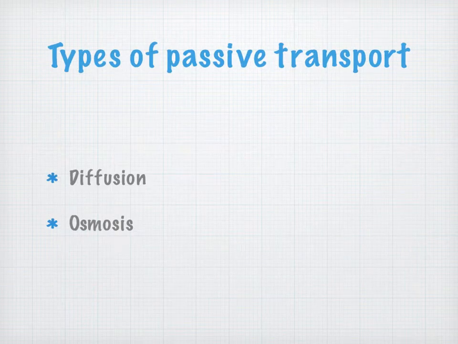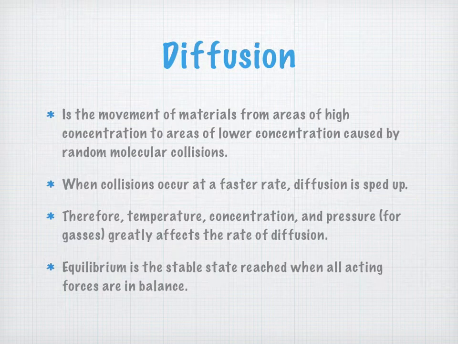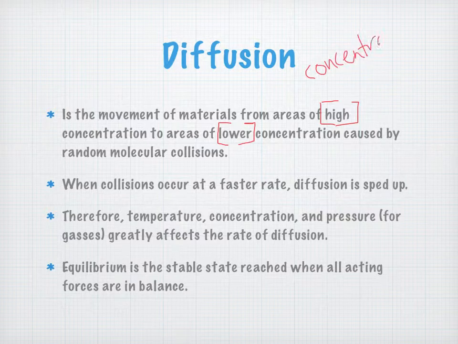We have two types of passive transport. We have diffusion and osmosis. Diffusion. This is the movement of materials from high concentration to areas of lower concentration. And the short form for concentration is square parentheses. And this is caused by random molecular collisions.